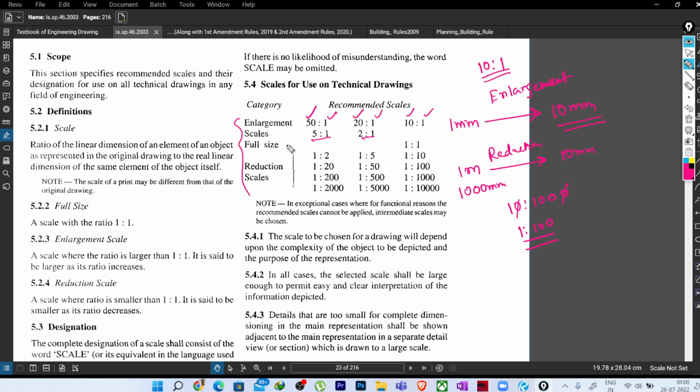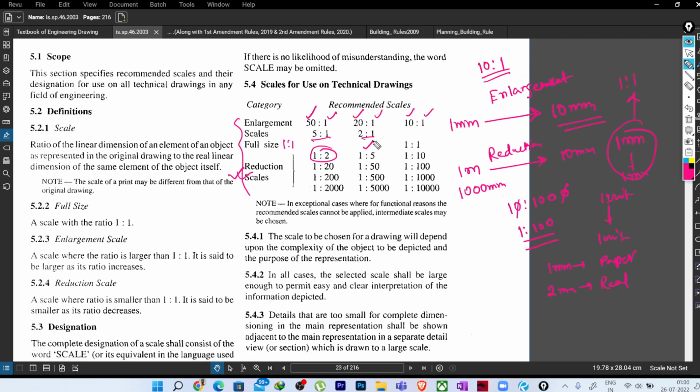And then we have full size, which is 1 is to 1. That means if it is 1 unit in paper, the same will be 1 unit on site. So 1 meter, if it is 1 on paper, the same 1 it will be on site when we are doing the full scale, which is 1 is to 1. Okay, then we have the reduction sizes. First we have 1 is to 2. That means if we have 1 in the paper, it will be 2 in the real case or on site.